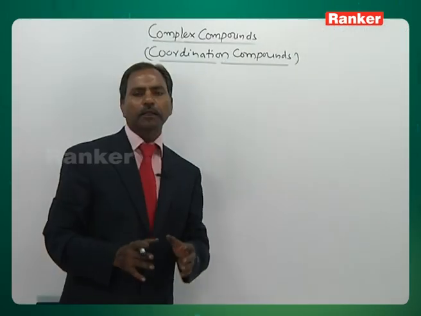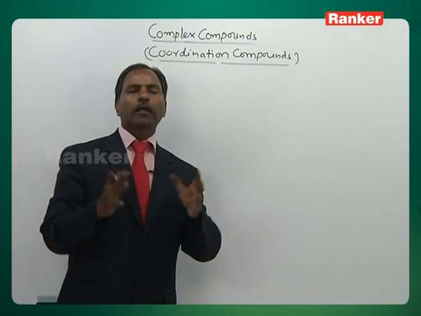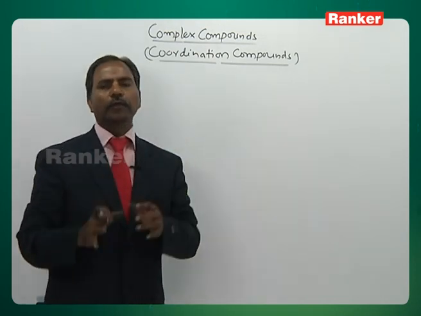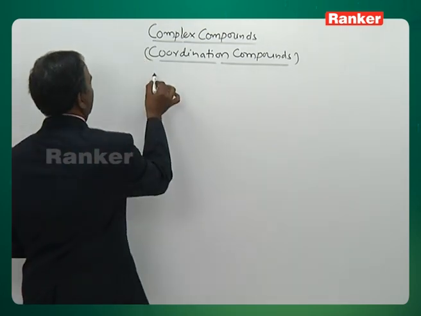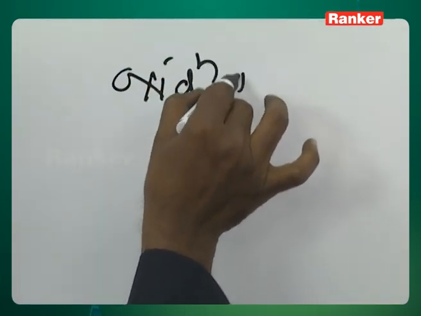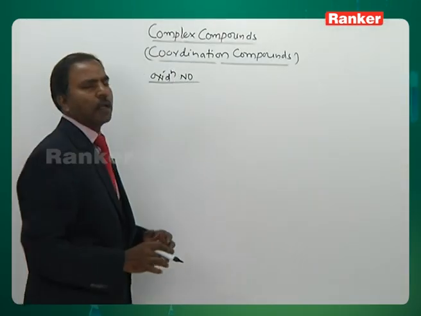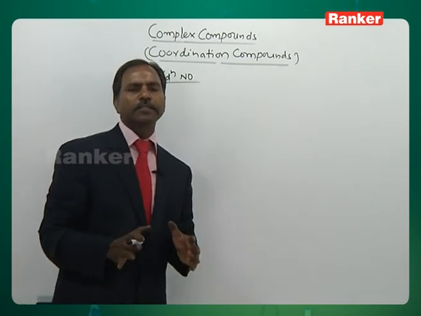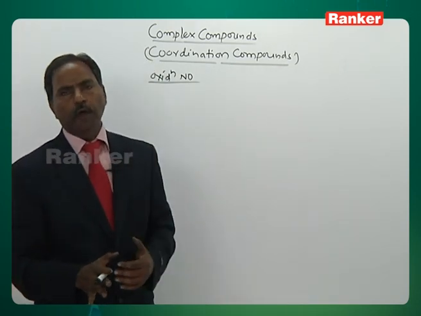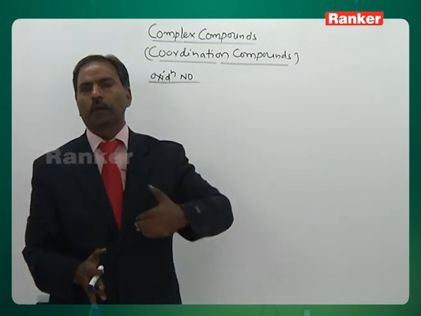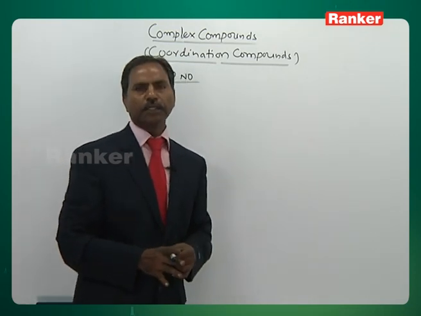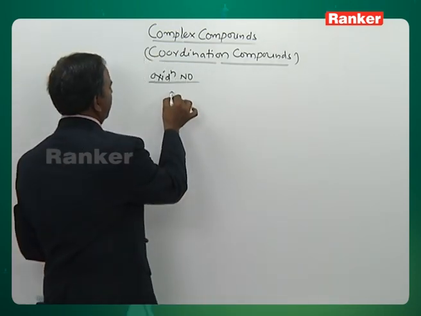First we have completed the ligands. Next term generally used in complex compounds is oxidation number. Oxidation number is easy only when you are thorough with the different types of ligands. Oxidation number is the number of charges over the metal ion in a complex, either positive or negative.